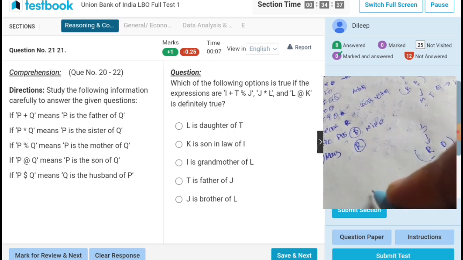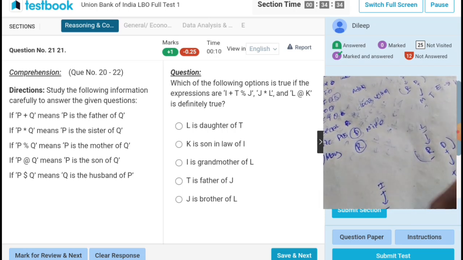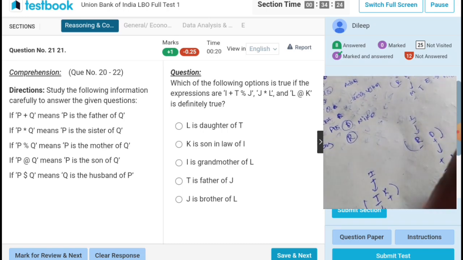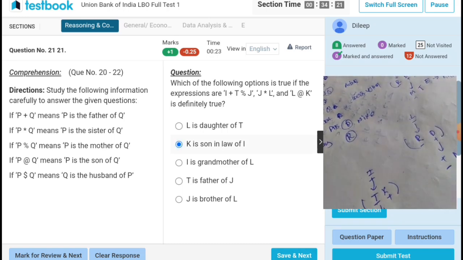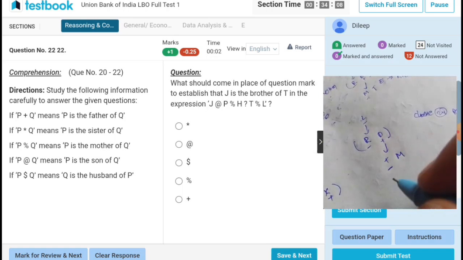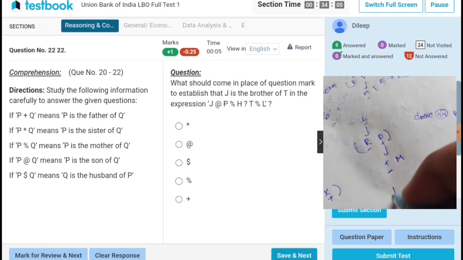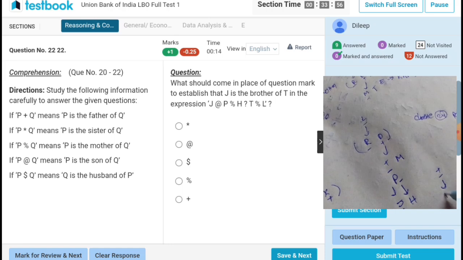I is the father of T, and T is the mother of J. J is the sister of L. L is the son of K. Son-in-law of I. J is the son of P, and P is the mother of H. T is the mother of L. J is the brother of T.